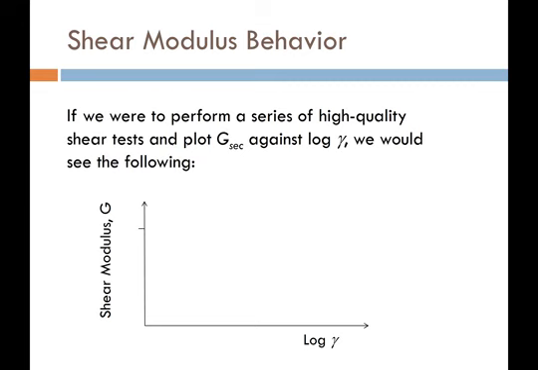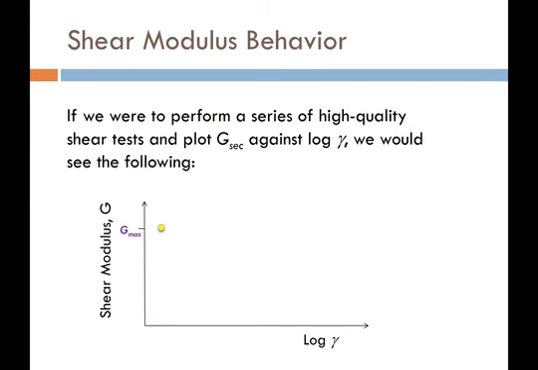And let's plot the secant modulus of the soil versus the log of the shear strain that we apply to the soil. What we'd see is the following behavior. Obviously at very, very low strains, when the soil is still in its elastic behavior zone, we'd see some pretty high shear moduli. And so we would say, okay, that high shear modulus corresponds to the elastic shear modulus, so we'll call that G max.